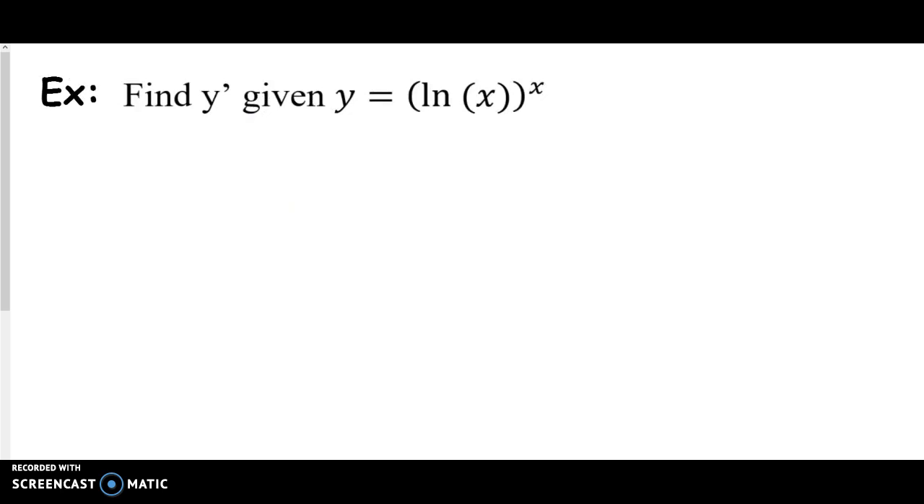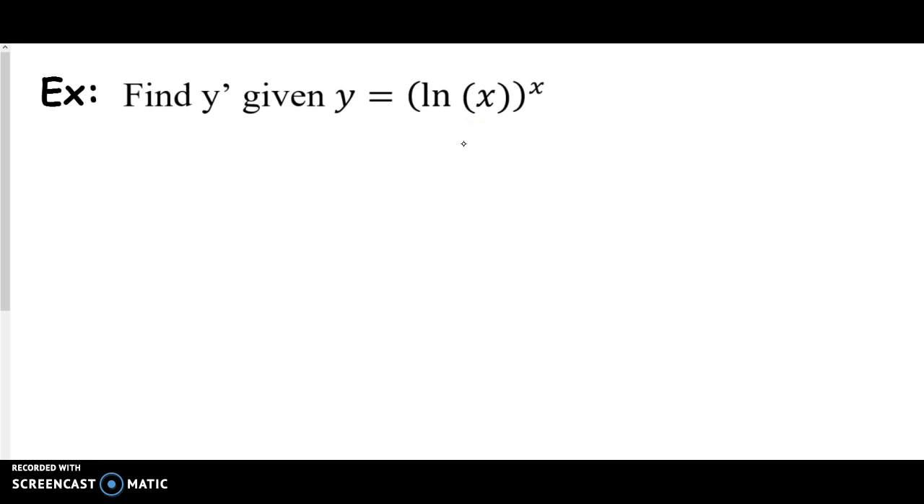Find y prime given that y is the quantity natural log of x squared. Okay, so this one's going to be a little interesting. Notice that this is not a standard log or exponential function. You're like, well, I thought we were just about to do that. We are, but we're going to make it a little harder because, you know, this is math analysis honors.